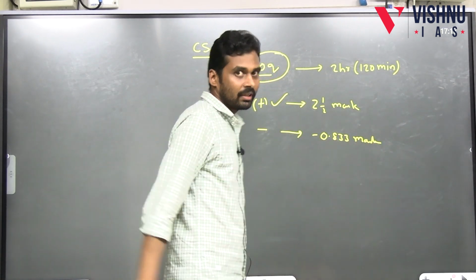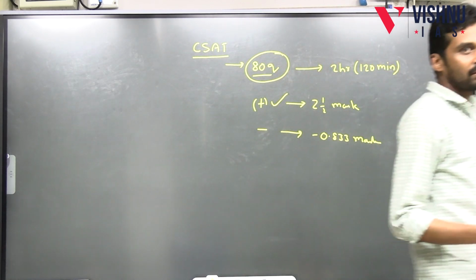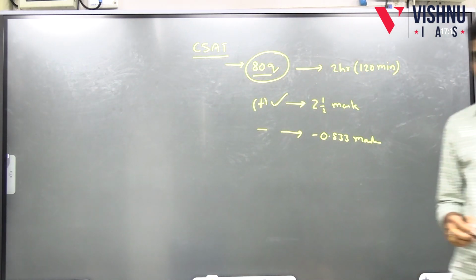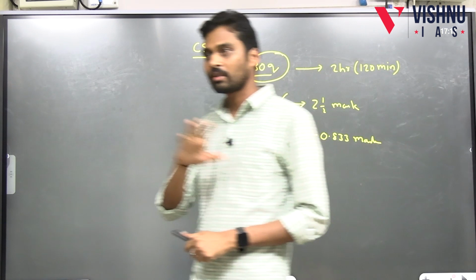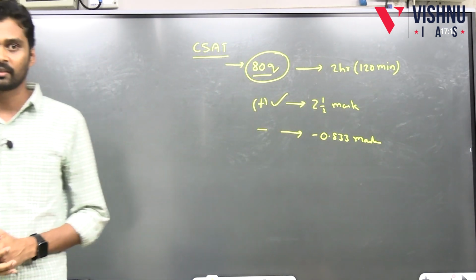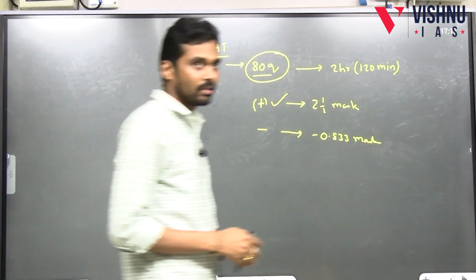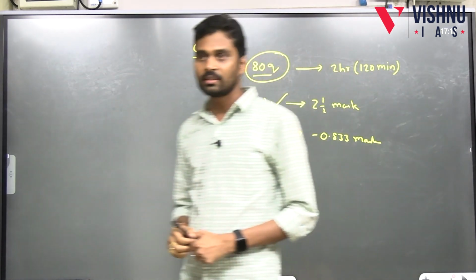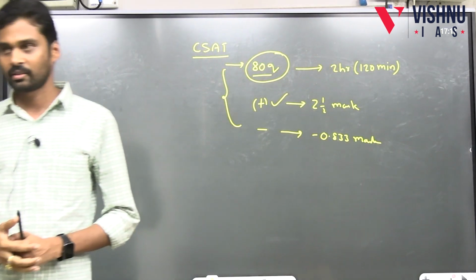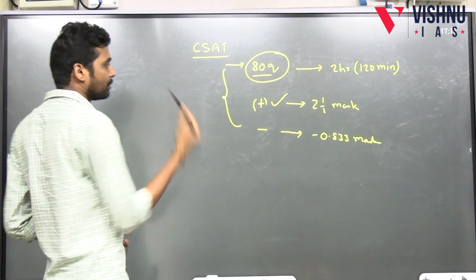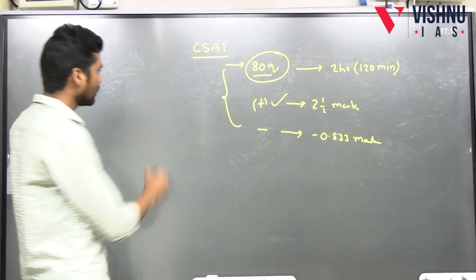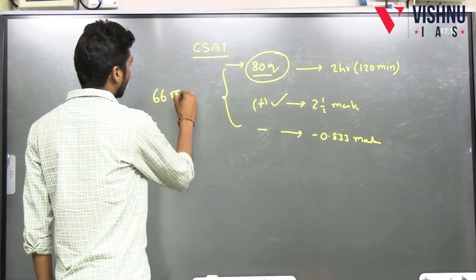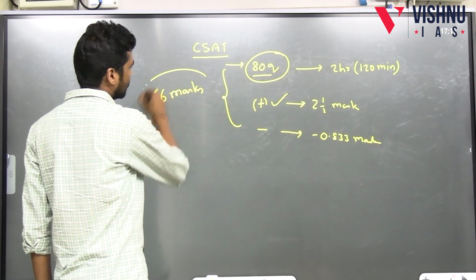By the way, most of you might know that this is only a qualifying paper. These marks are not included in the final merit list. But just because this is a qualifying paper, you need to secure the minimum marks. The minimum is 33%. Marks wise, that is 66 marks, you need to get those 66 marks.